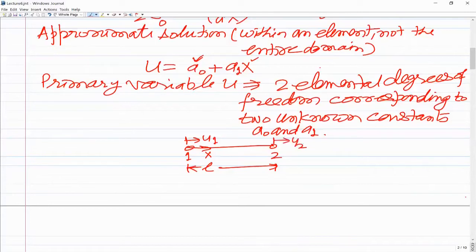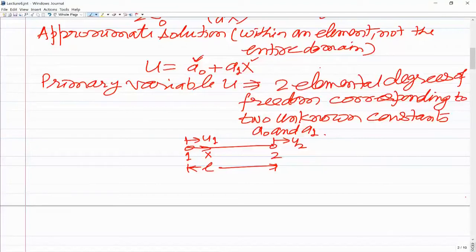Suppose you don't want to take a linear polynomial but a quadratic polynomial, then you can add one more term, and therefore you can have u as a0 plus a1 x plus a2 x square. But then you will have three unknown constants a0, a1 and a2. So corresponding to these three unknown constants, you have to have basically three elemental degrees of freedom. So then you need to introduce an additional node, maybe at the center of the element. So there at each node you will have degree of freedom u. So you can have then u1, u2, u3 corresponding to three unknown constants a0, a1, a2. So we will be discussing that.